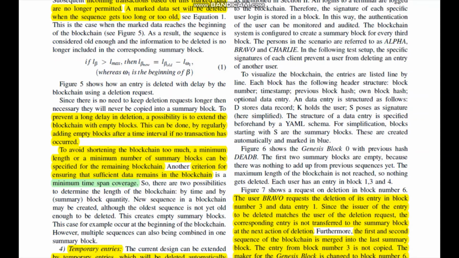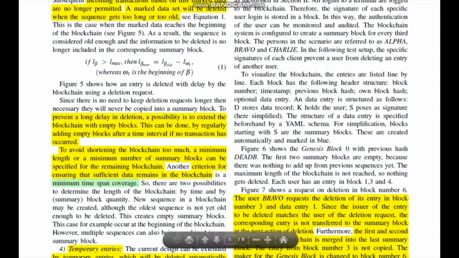quantity. So the length of the blockchain can be known by the time, so that this much time has elapsed, so there might be this much time interval has elapsed, so there will be this many blocks, or the length of the blockchain would be this, or the summary, there are this many summary blocks, so we can find the length of the blockchain, right?